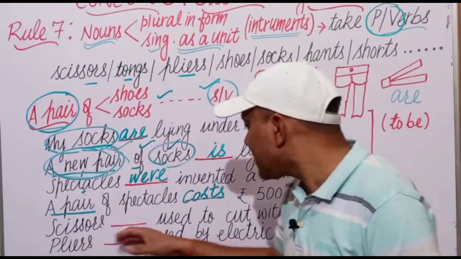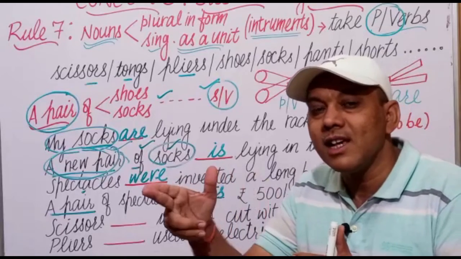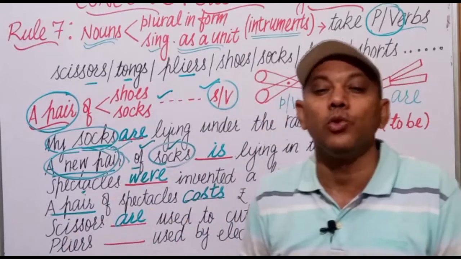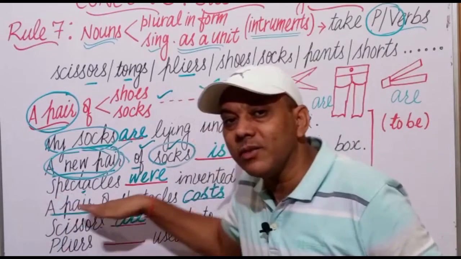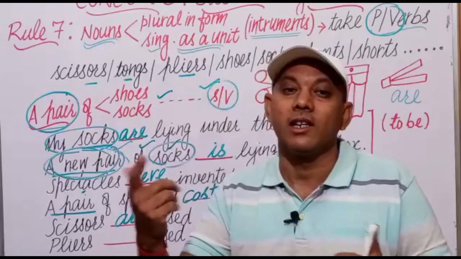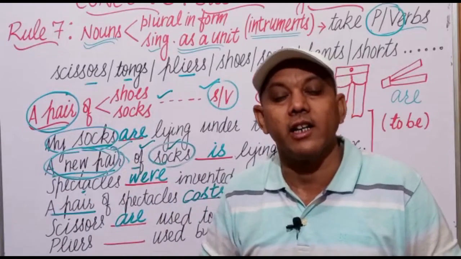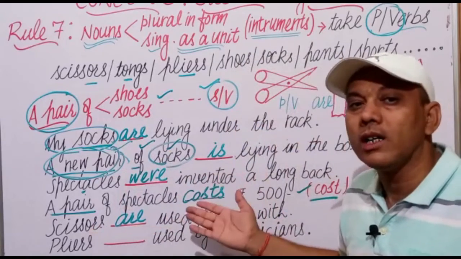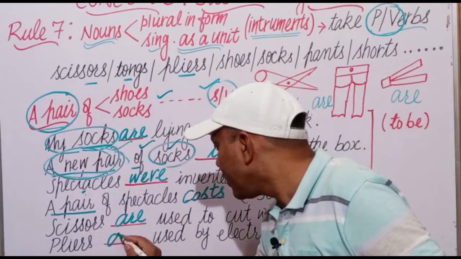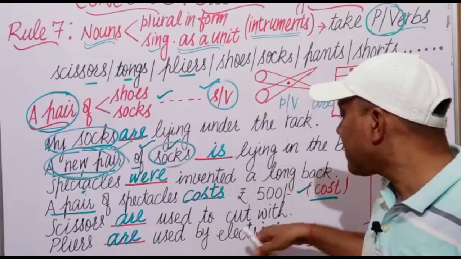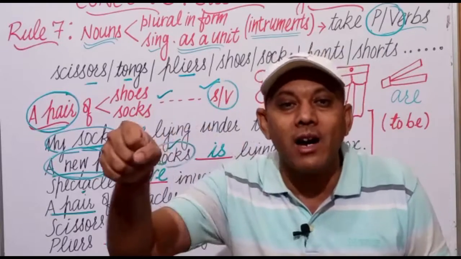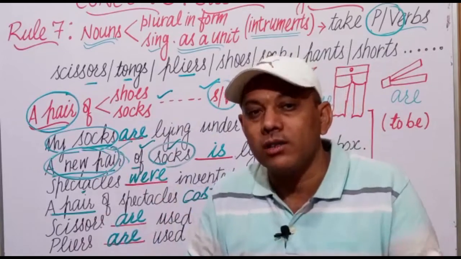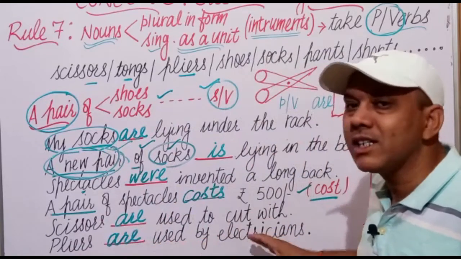Next is scissors dash used to cut with. Scissors are used to cut with, not is used. But if I write a pair of scissors, then it will become a singular noun or a singular subject and it will take a singular verb. But here scissors are used to cut with. Pliers are used by electricians to hold the wire firmly or to avoid electric shock. Pliers are used by electricians.